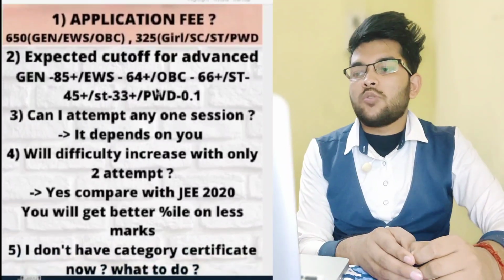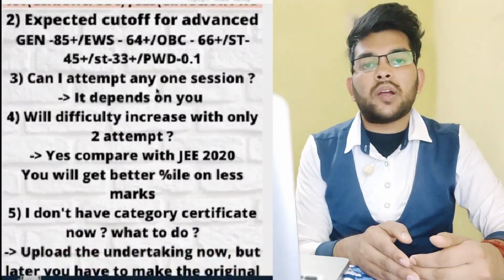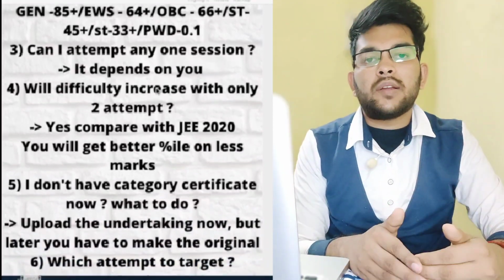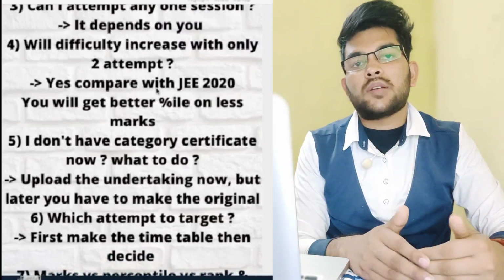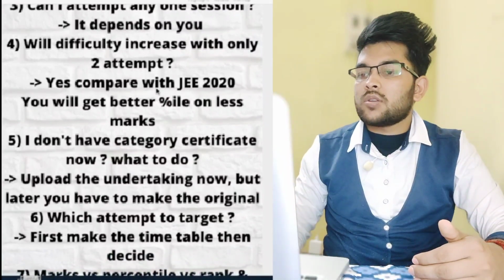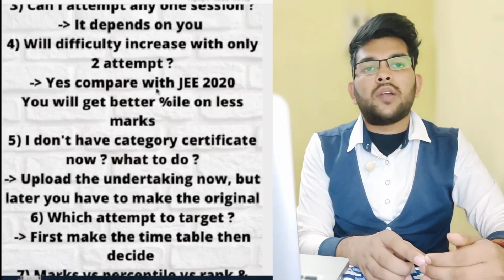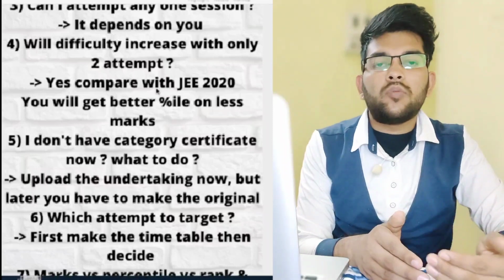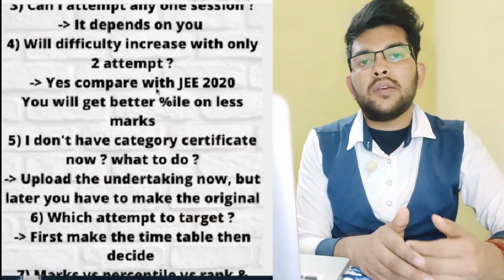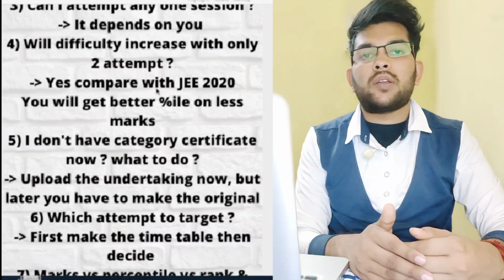Next is, I don't have a category certificate now, what to do? As I told you, if you don't have the category certificate now, you can make it later, but for now you can provide an undertaking, that is, I will provide the category certificate later. Next question, which attempt to target? First make the timetable, then decide. If your timetable allows for the first attempt, go for it, otherwise you can go for the second, because if you do it in a hurry you might not get a better percentile in any one of the attempts.